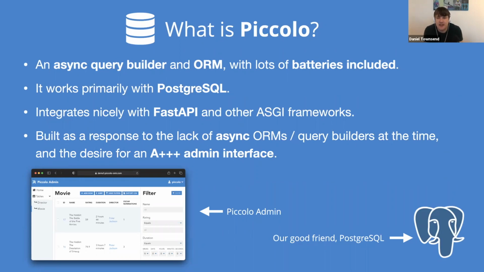We originally started the project because there was a lack of async ORMs at the time. And I have a design agency background, and having a really high quality admin interface was very important for me and for my clients. So we've put a lot of effort into that. And then I've just got the nice little Postgres logo on the bottom because it's so beautiful. And in the bottom left, you can see a little screen grab of how Piccolo Admin looks.